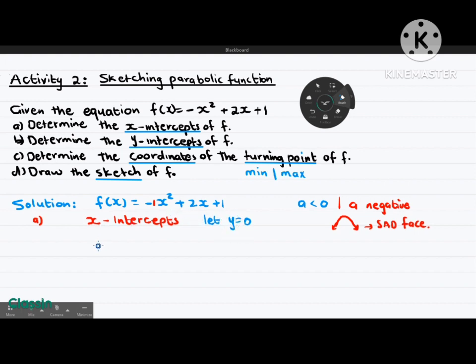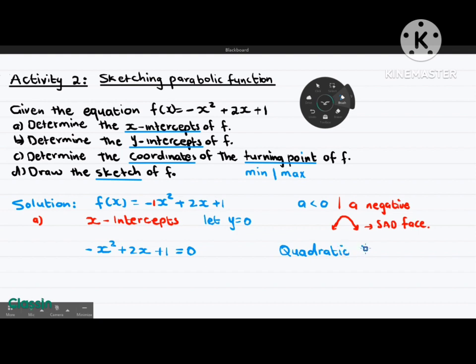Now, we are going to write this as negative x squared plus 2x plus 1 equals 0. In the previous activity, we factorized, but now I want us to use the quadratic formula. I want us to take this one and solve it by means of the quadratic formula.